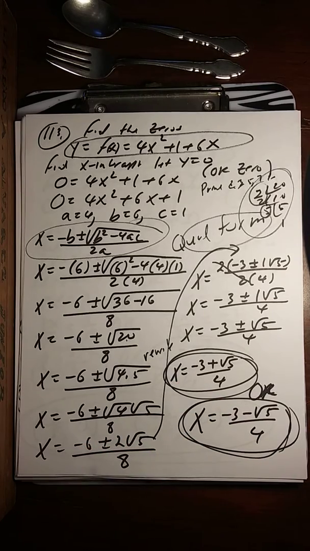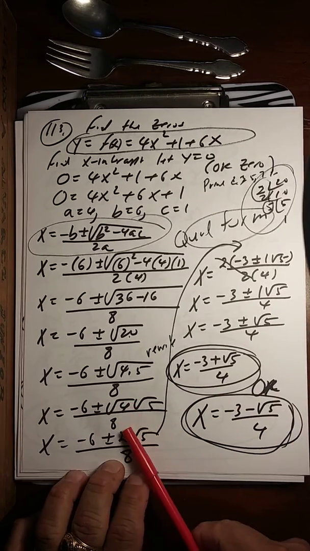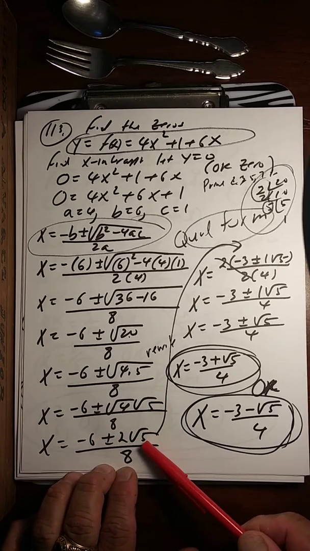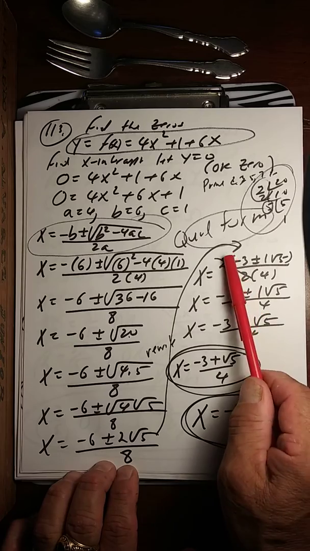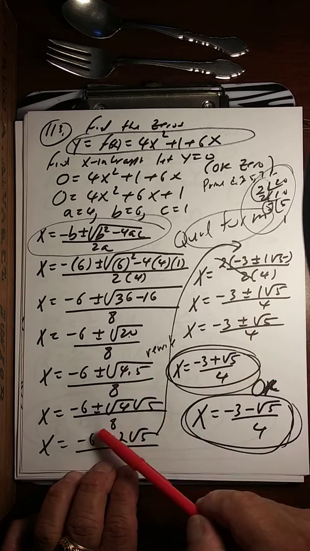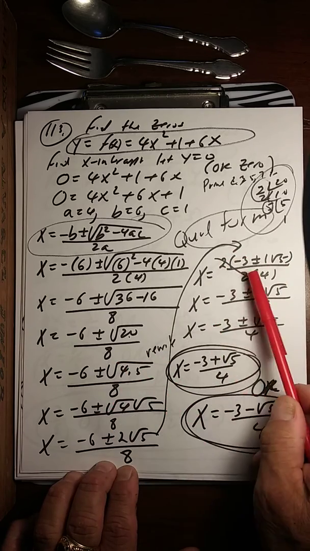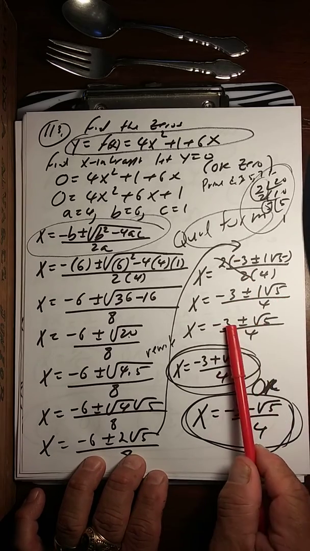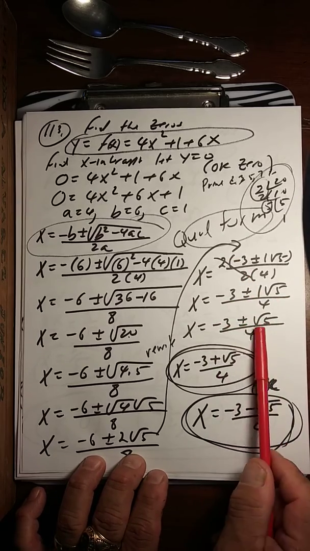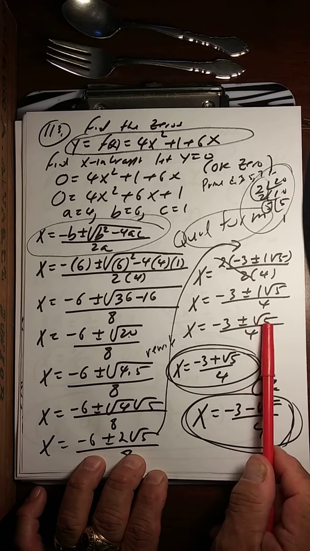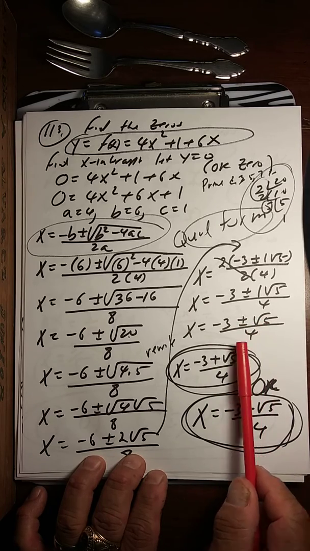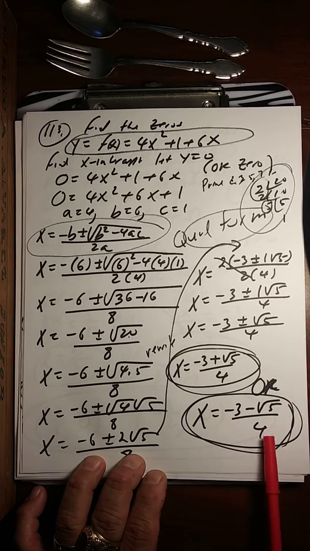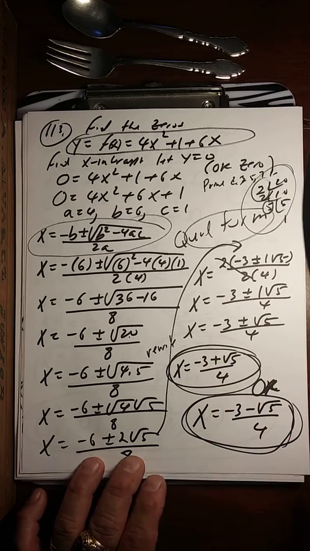So now, can we take the square root of 4? Yes, 2, and 5, leave it alone. So we have negative 6 plus or minus 2 square root of 5 over 8. Take out a factor of 2 on top. 2 times that is this, 2 times that is that. So now the 2's cancel. So we have negative 3 plus or minus square root of 5 over 4. So now we have negative 3 plus square root of 5 over 4, or negative 3 minus square root of 5 over 4. So there they are right there.